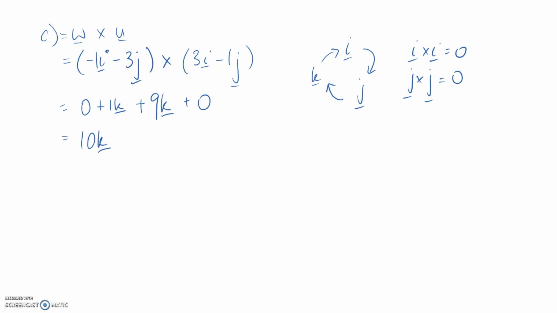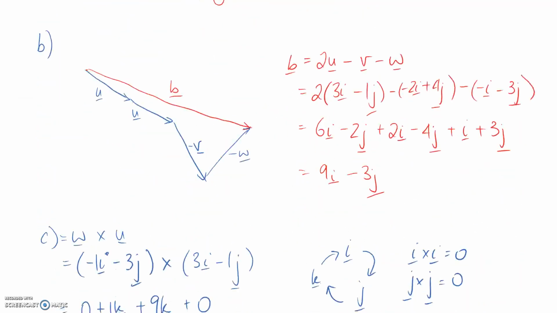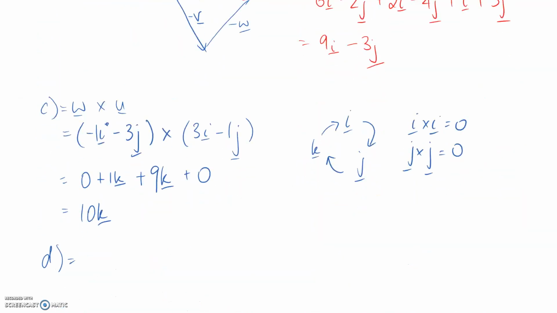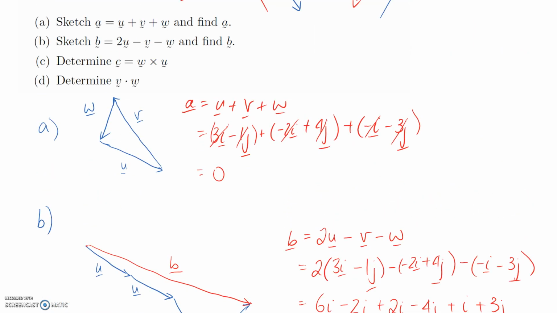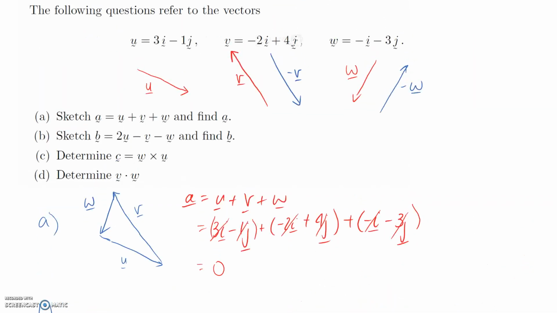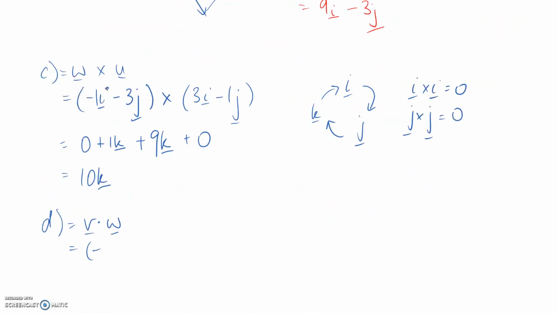So we're up to the very last part of the question, part D. This one wanted us to find v dot w. Alright, so we need to go and slot in v and w. Let's just go find what v was. So -2i plus 4j. And w, I'll steal it from here.